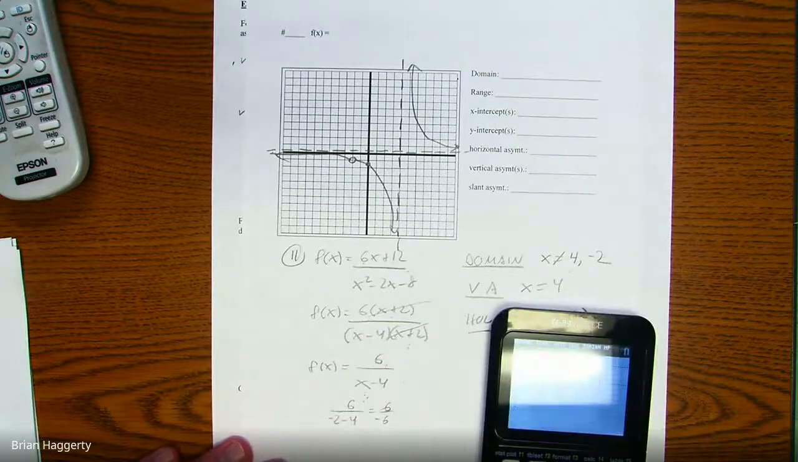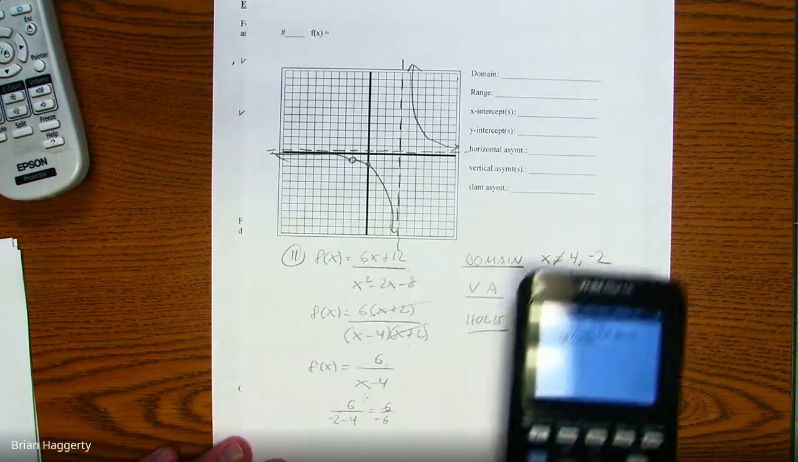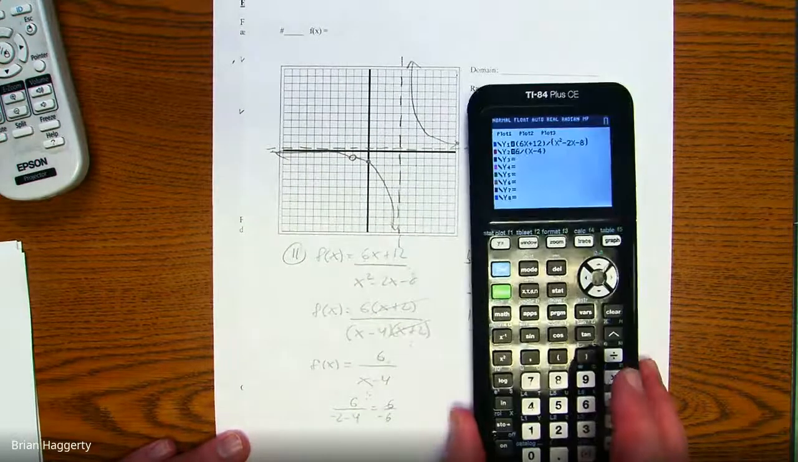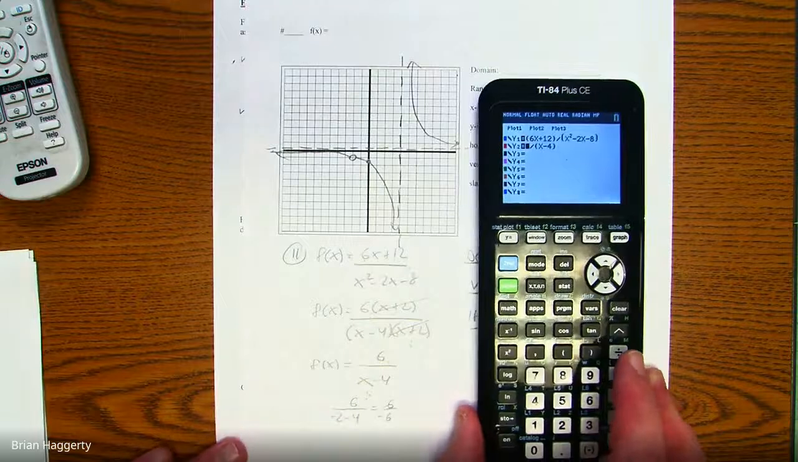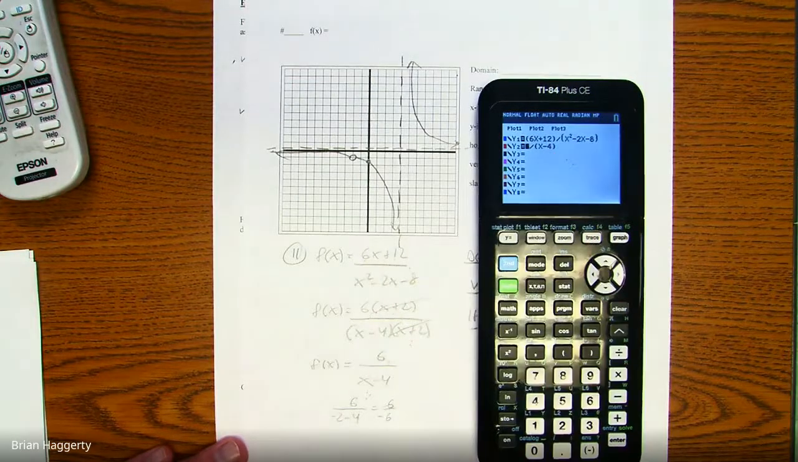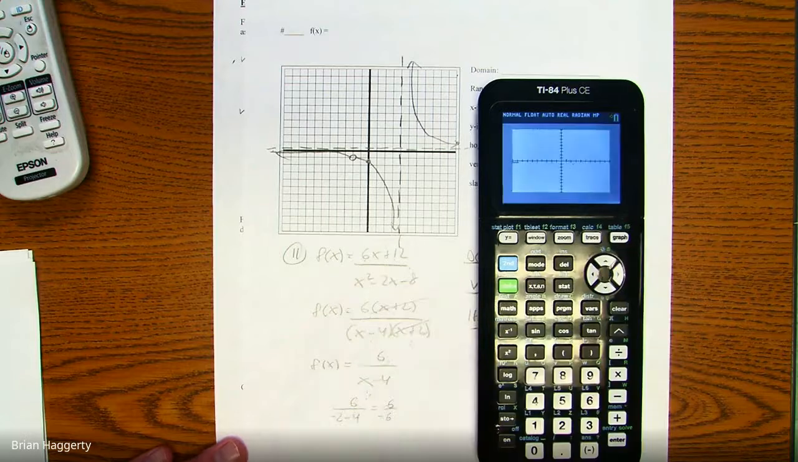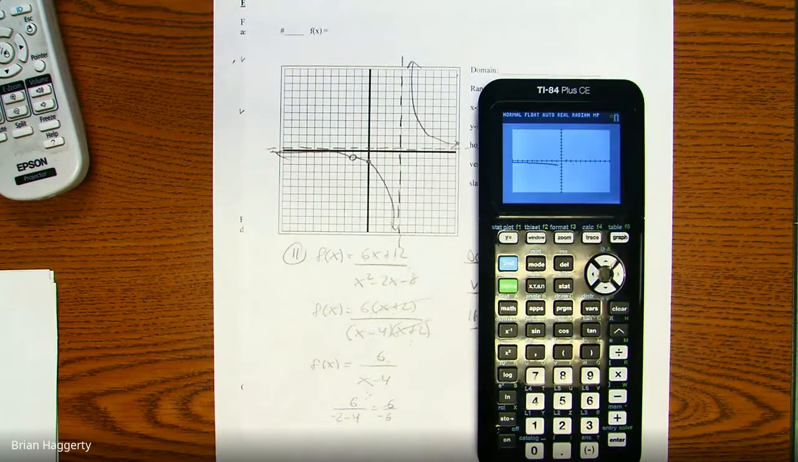All right, let's take a look at what we can see on a calculator and what we can't. I have the original function already plugged into y1, and I have the simplified version plugged into y2. I'm going to turn off the simplified version for now. I don't want to see that. I just want to see the original version. Okay, if we hit graph, it certainly looks pretty good compared to what we drew by hand.